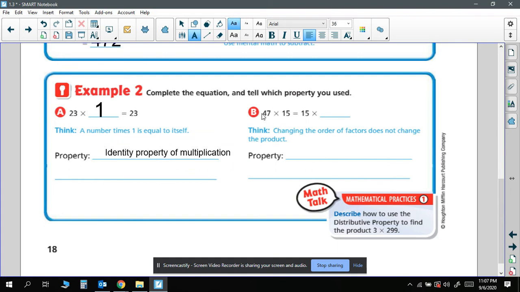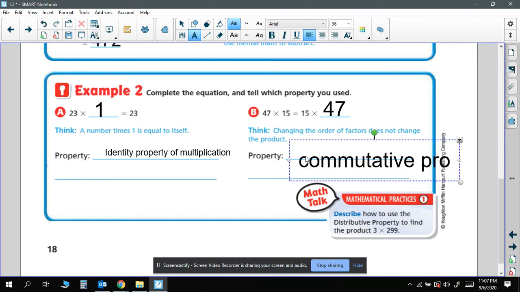Now over here we have 47 times 15. So they have 15 times blank. Well, we're missing the 47. So what did we do here? All we did was the switcheroo. Changing the order of the factors does not change the product. So if you switch them around, like if I switch the M's, it's still the same word. It's the commutative property, and we're multiplying here, so it's the commutative property of multiplication.